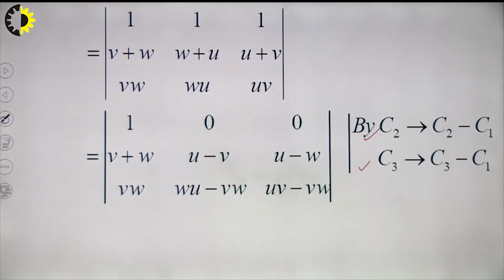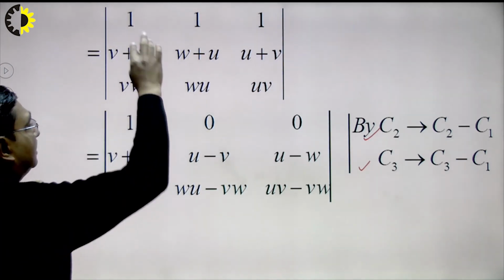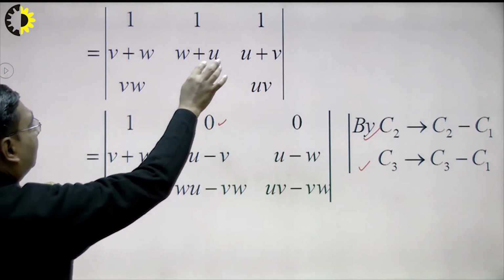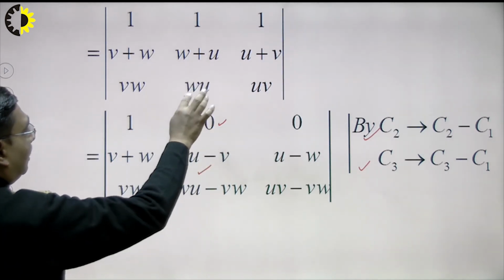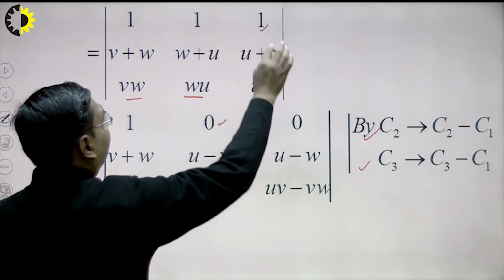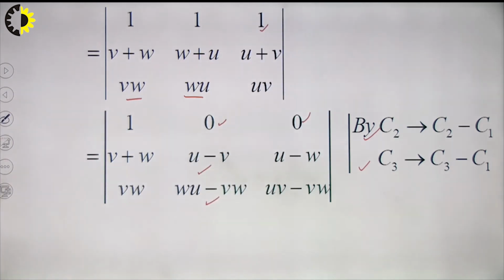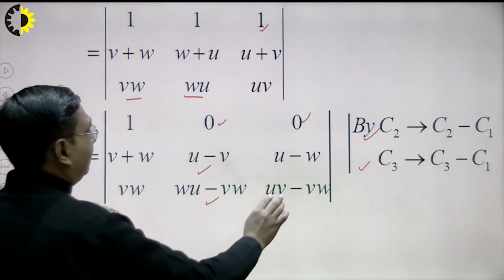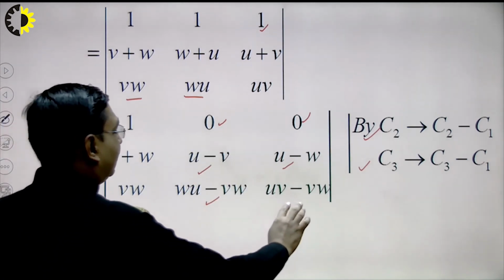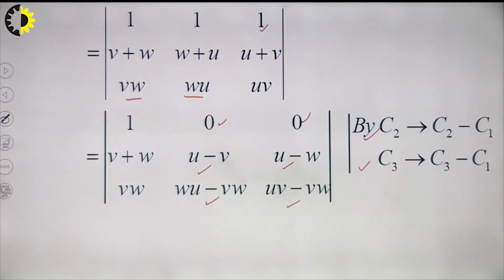C3 minus C1. C2 minus C1 will make 0 here. This will be u minus v. This will be wu minus vw. C3 minus C1 will give 0 here. U plus v minus v plus w will give u minus w. uv minus vw will be here.